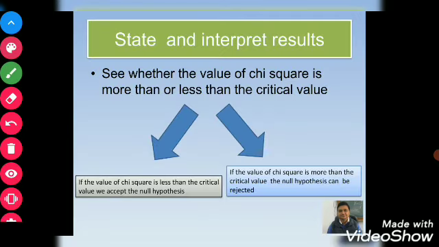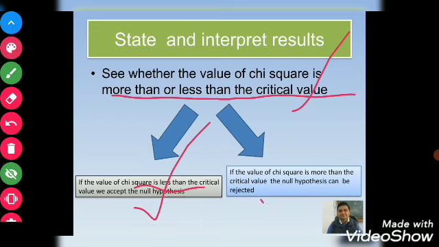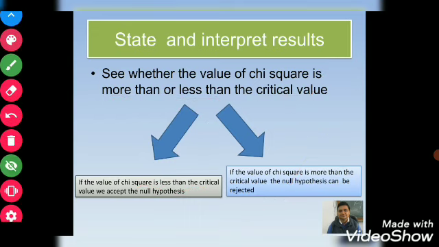Now state how you will interpret the result, and what rules you will apply for the interpretation of the result. You have to see whether the value of chi-square is more than or less than the critical value, as we are seeing in every case. If the value of chi-square is less, then you have to accept the null hypothesis. If it is more, then you have to reject the null hypothesis and accept the alternate hypothesis.